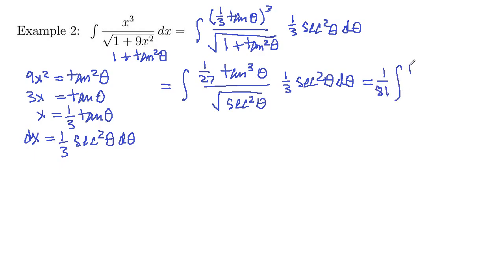We've got the integral with tan cubed on top. In the denominator, the square root of secant squared is just secant; square and square root cancel. And we've got a secant squared on the end. So this secant will cancel one of those, and we are left with 1/81 and then the integral of tan cubed secant is what's left.